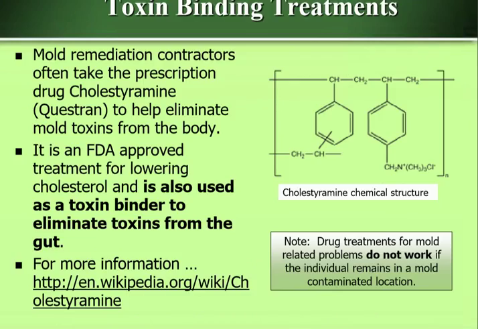Toxin binding treatments. Mold remediation contractors often take the prescription drug cholestyramine, Questran, to help eliminate mold toxins from the body. It is an FDA-approved treatment for lowering cholesterol and is also used as a toxin binder to eliminate toxins from the gut. Please note that drug treatments for mold-related problems do not work if the individual remains in a mold-contaminated location.